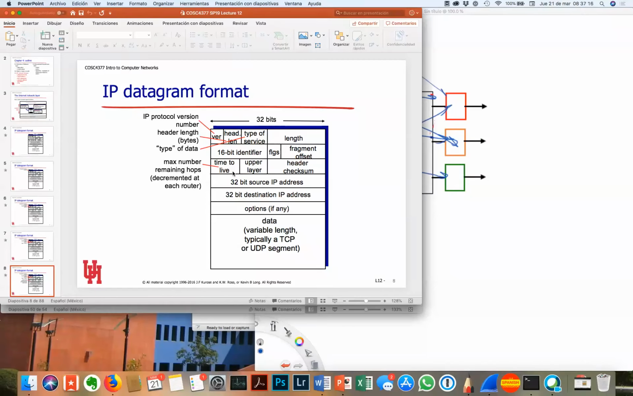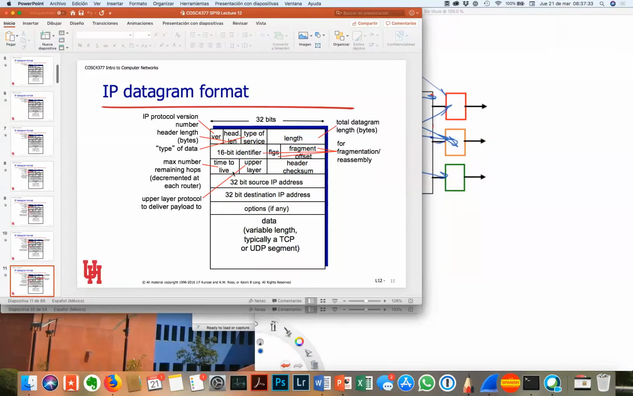So that's a TTL that you may have heard of before. Upper layer protocol would be like TCP or UDP. The total length of the IP datagram, you'll use this minus the header length to know how much TCP or UDP data is in there. The TCP header doesn't have a length field, for example.